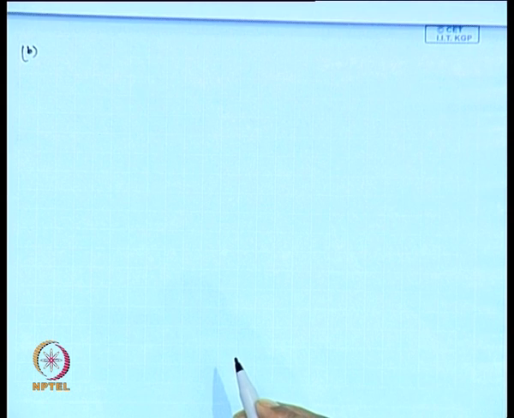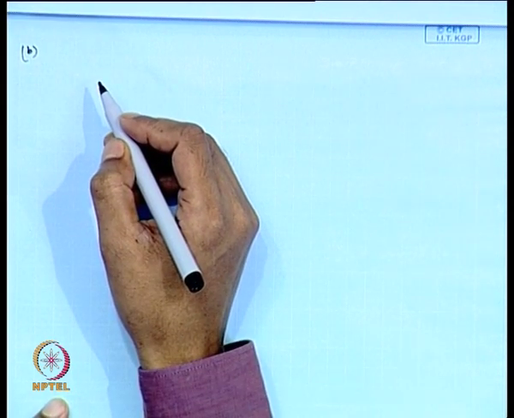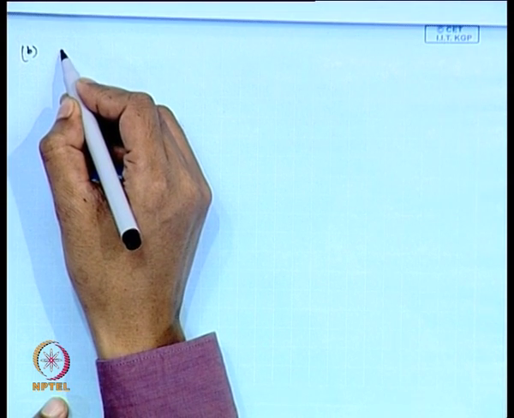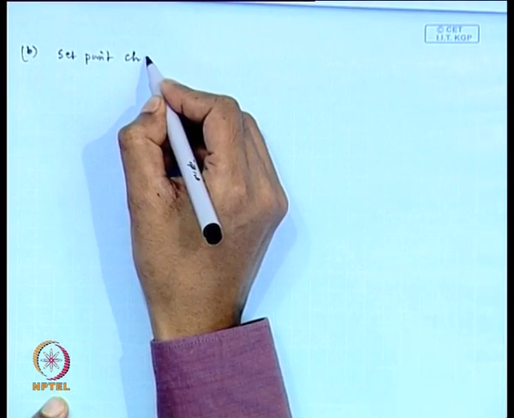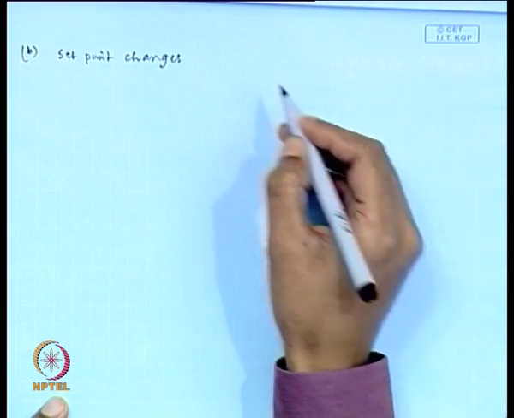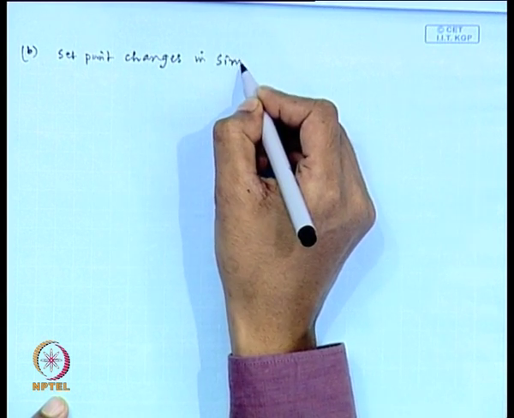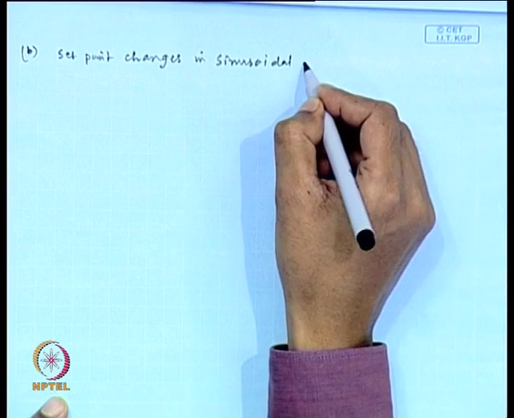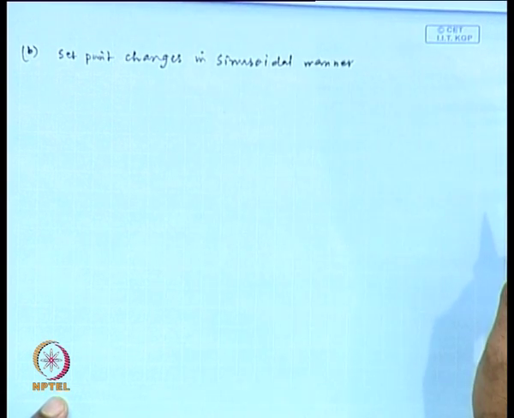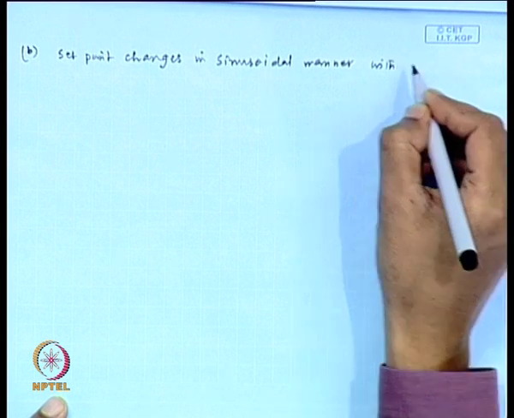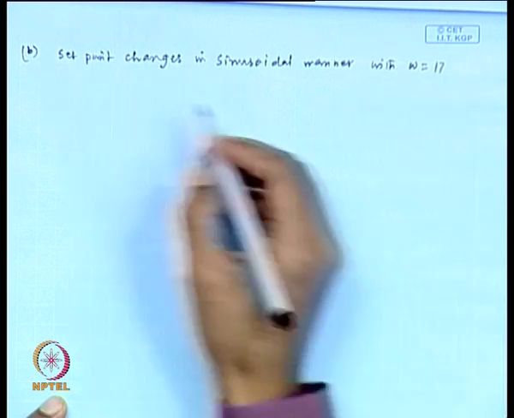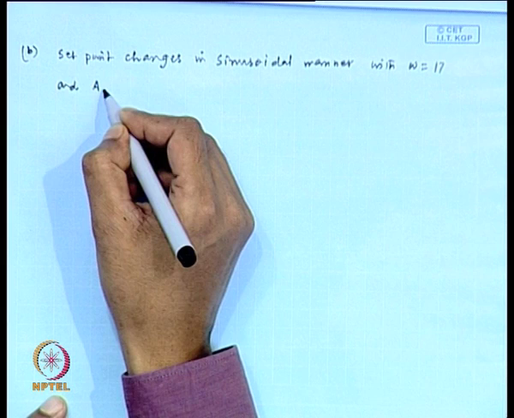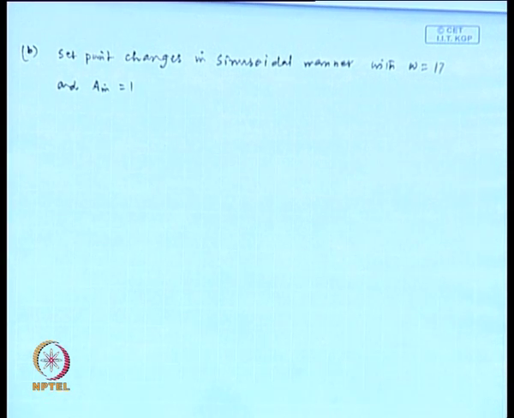Secondly, set point changes in a sinusoidal manner with omega equals 17 radian per minute and input amplitude equals 1. This is the second consideration.